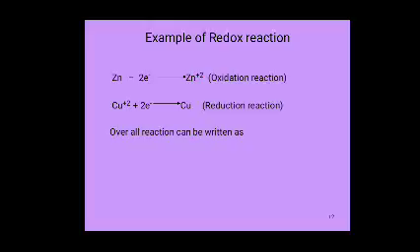The overall reaction can be written as Zn plus Cu+2 gives Zn+2 plus Cu. This reaction is called a redox reaction. In this reaction, one atom undergoes oxidation and another undergoes reduction. Zinc loses 2 electrons from the valence shell to form Zn+2, and Cu+2 gains 2 electrons to get the electronic configuration of Cu.